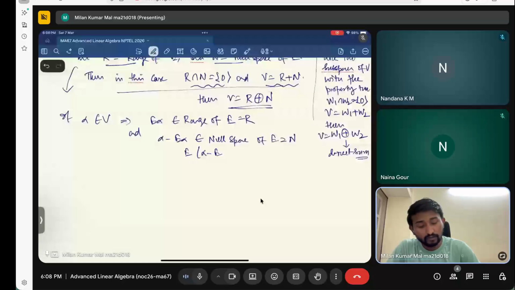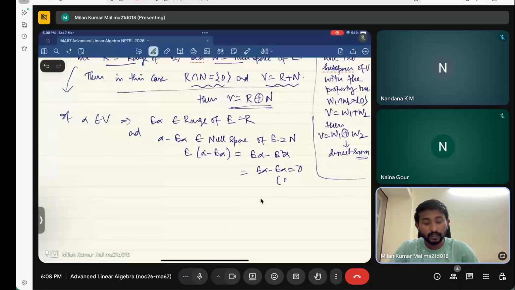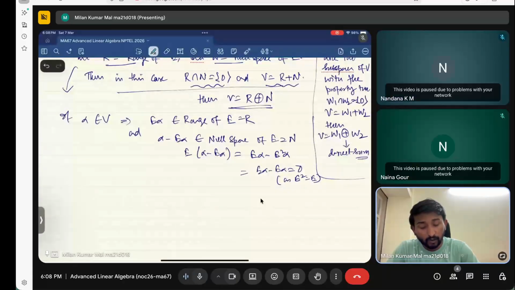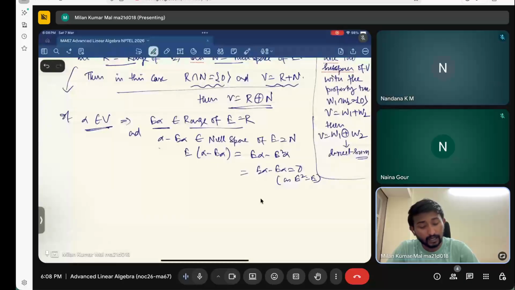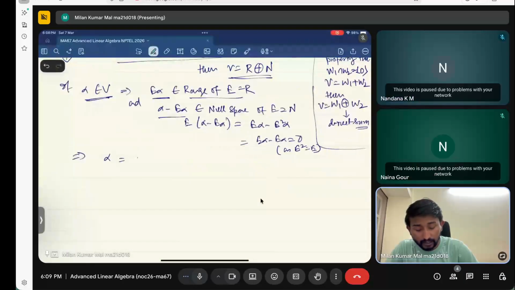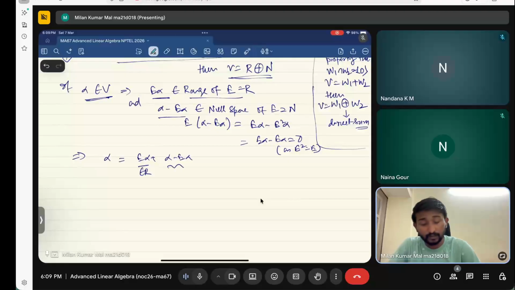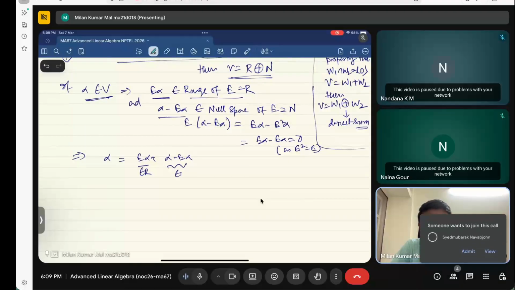So that's why I will use this fact that E alpha equals 0. Because E square is equal to E, because E is the projection operator. So if for any alpha belongs to V, one can get that E alpha is in the range of E, and alpha minus E alpha is in the null space of E. Therefore, any element alpha can be written as E alpha plus alpha minus E alpha. That means this is in R and this is in N. So the first property is satisfied: V is equal to R plus N.